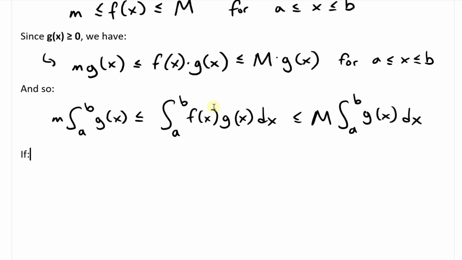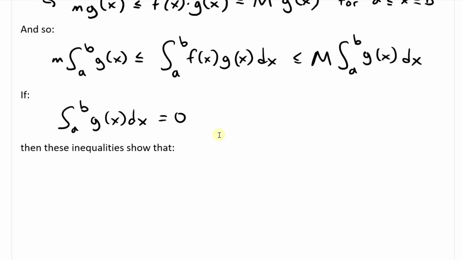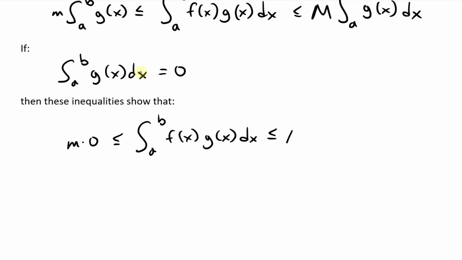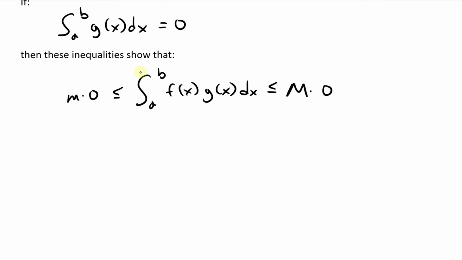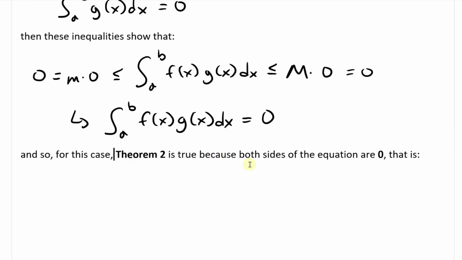Alright, now that we have this inequality, let's look at the simple case. If the integral from a to b of g of x dx is equal to 0, then these inequalities show m times 0 is less than or equal to the integral from a to b of f of x g of x dx, which is less than or equal to M times 0. So in other words, both ends go to 0, and this is in between 0 and 0. The only value it could be is 0. So the integral from a to b of f of x g of x dx is equal to 0. And so for this case, theorem 2 is true because both sides of the equation are 0.